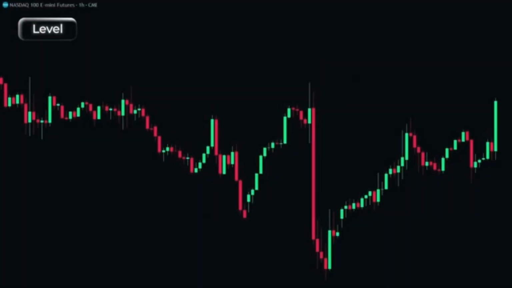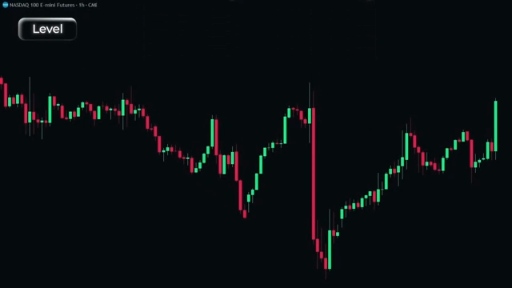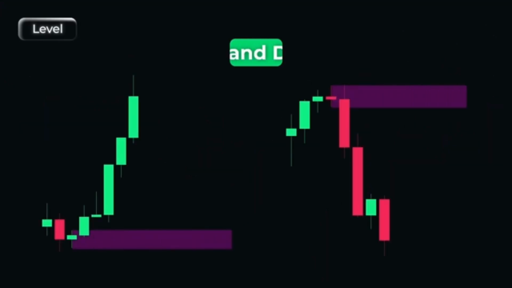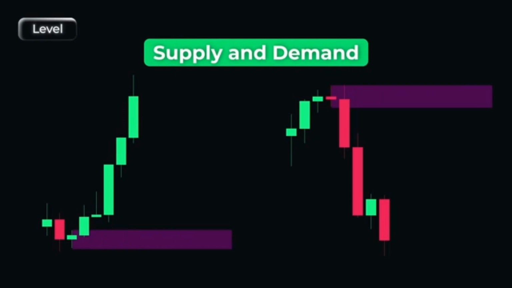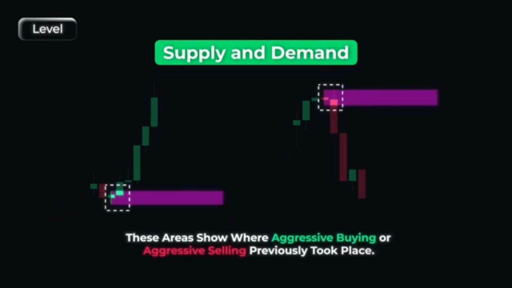So, the goal of the L part is we want to find strong levels where price has the highest chance of reacting. Within the SLC system, there are actually multiple ways to identify these strong key levels, but in this video, we're using supply and demand. Now here's a quick explanation of what supply and demand levels are.